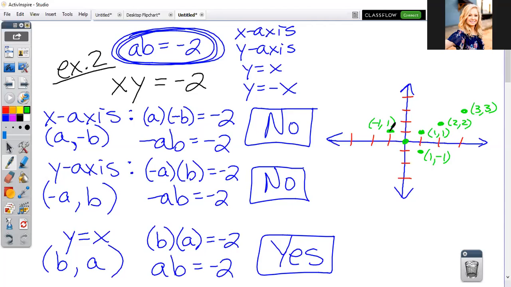Notice here, see these two? This line right here, right? That's the y equals x line, right? So notice, what happens to them? They flip, they switch. The x here is the y here, and the y here is the x here. So notice, what did we do when we were testing y equals x? We did the BA rather than AB.